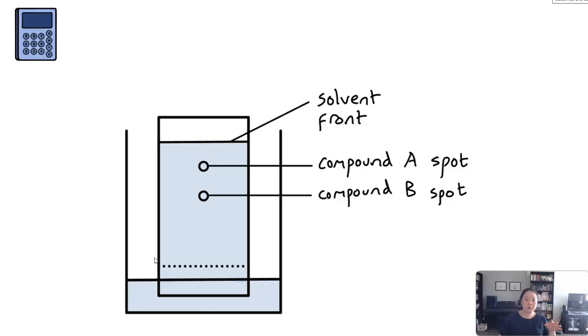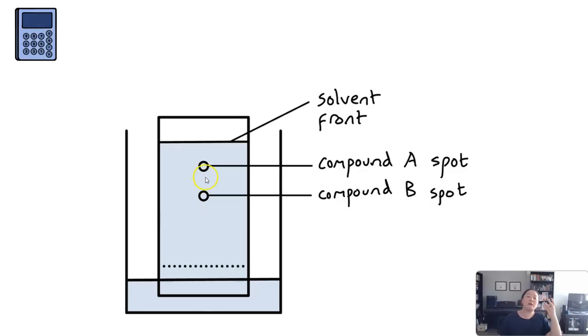So as time goes by, you're going to see changes happen as your solvent keeps on climbing. The solvent is always going to be moving a little bit faster than the compounds themselves, and so that line, which shows how far that solvent has climbed, is referred to as the solvent front. Your compounds, depending on what they are, are going to climb different amounts.